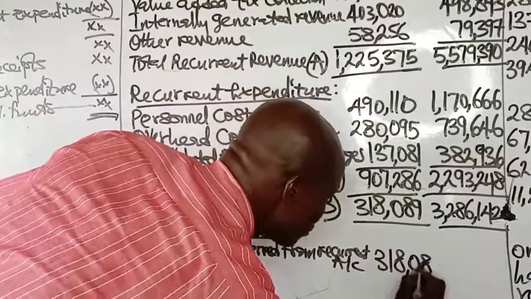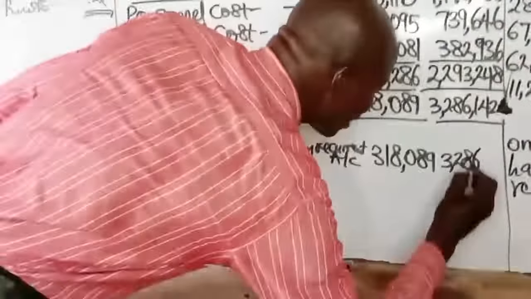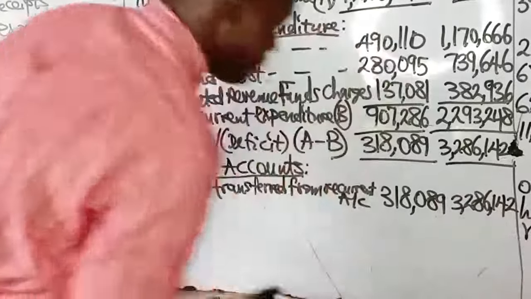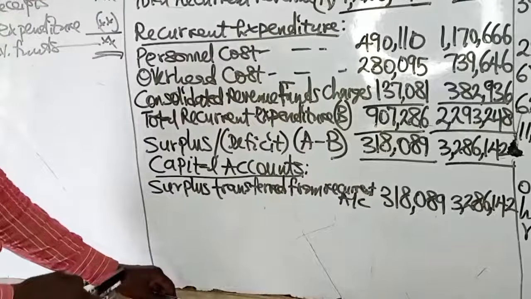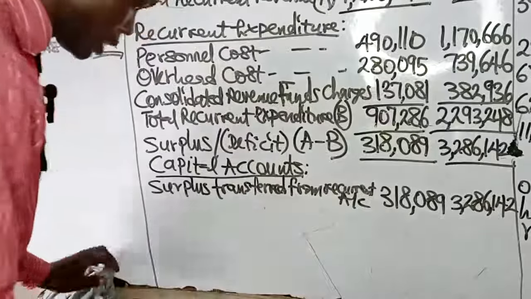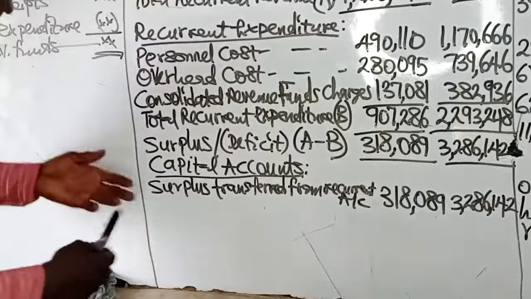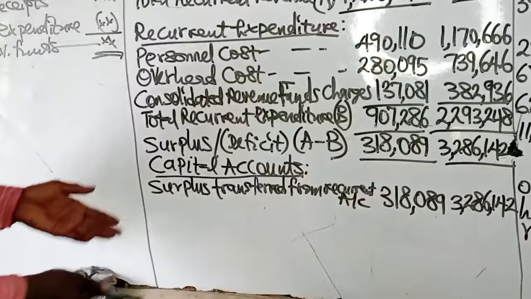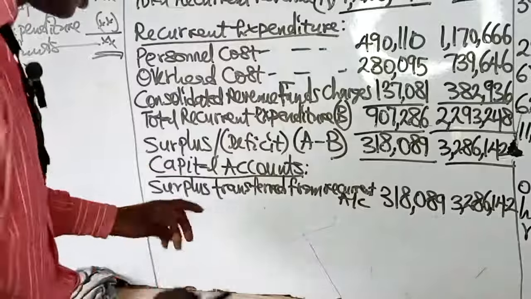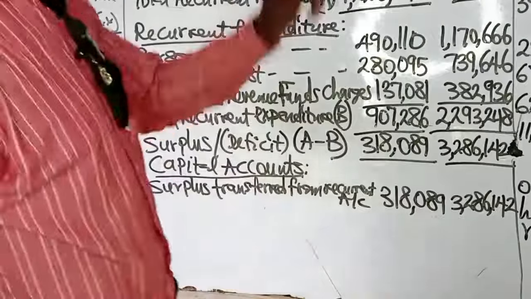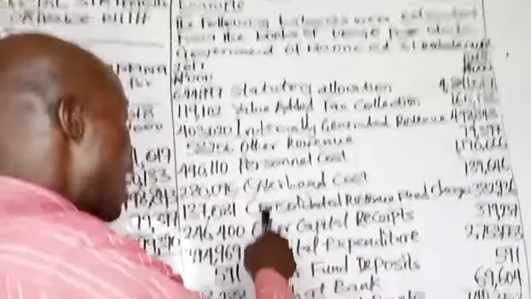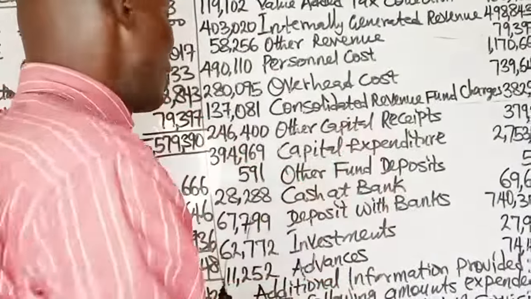Then we have a surplus of 3,286,142 for 2018. After this surplus, you go through the question to ascertain if there are other capital receipts. I've told you that capital receipts include the proceeds from disposal of an asset, the sales of government investment and the sales of government assets; you have them as capital receipts. Back to the question. After the recurrent revenue and expenditure, you have other capital receipts.